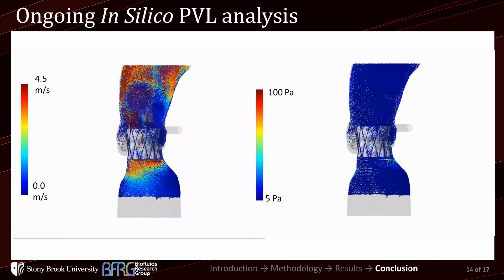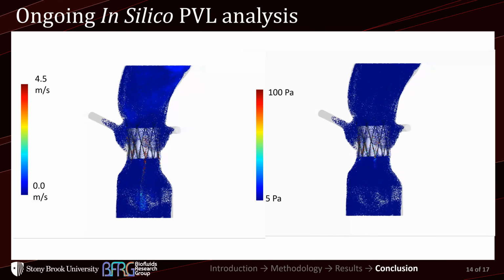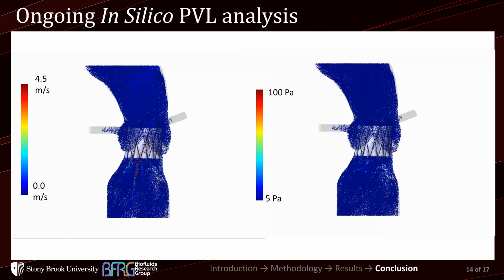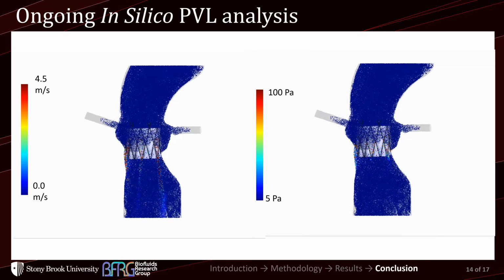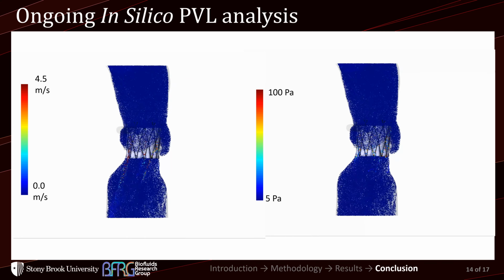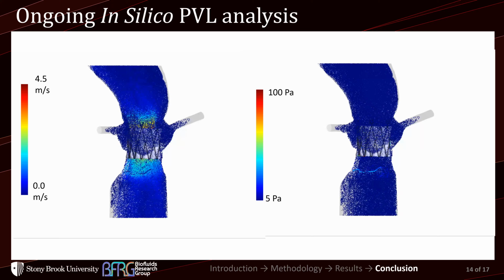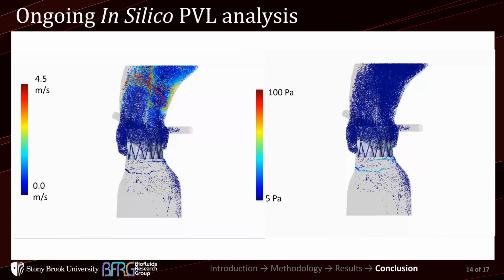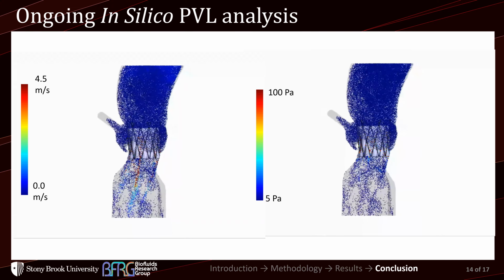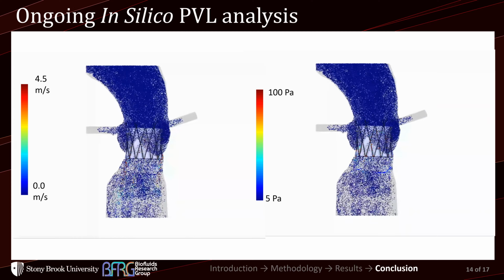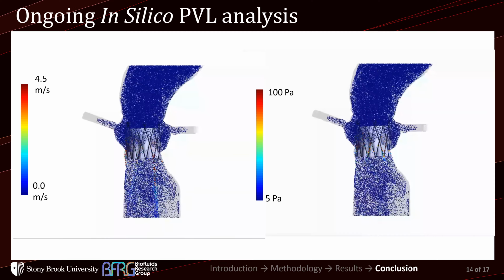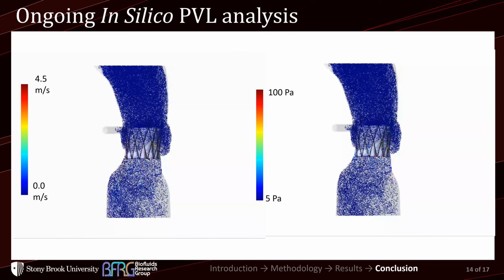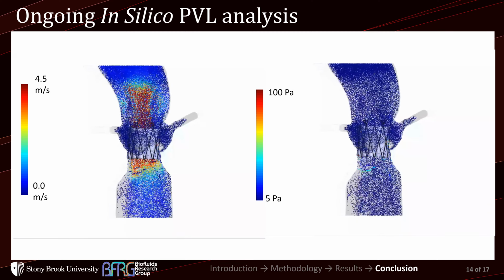Here you can see two animations of the particles in the first anatomy. The left shows the particles colored by velocity, and the right shows them colored by stresses. On the right, you can start to appreciate the actual stresses and the velocities associated with this. So with a higher velocity in the PVL gaps, you also get higher shear stresses and thus higher stress accumulations.